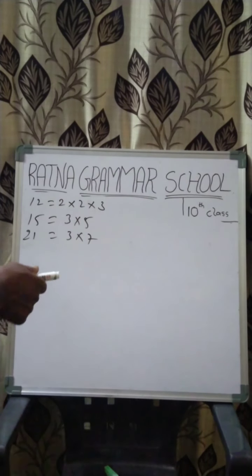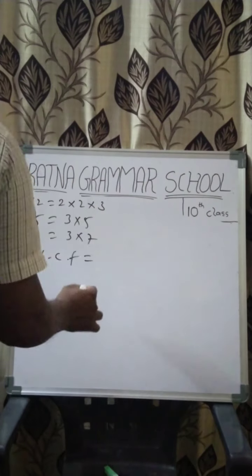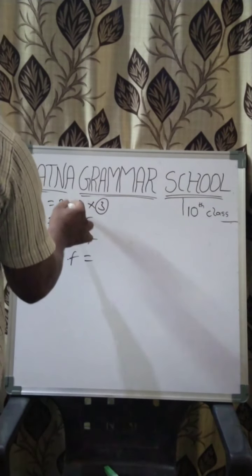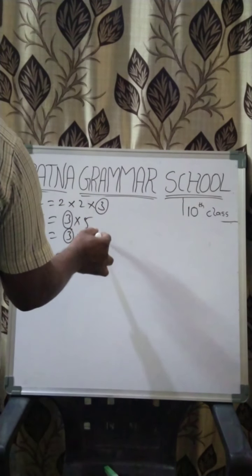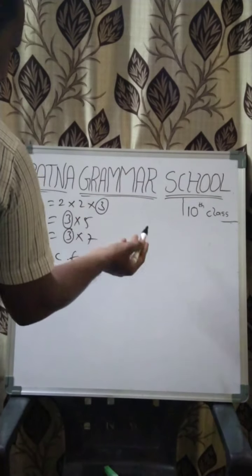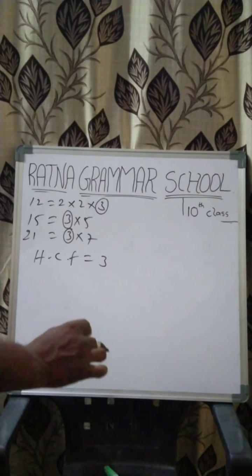Now first we find the HCF, highest common factor. What is the common number here? 3 is there, 3 is there. 2 is there, but there is no 2 in the others. If 7 is there, there is no 7 in the others. Only 3 is common. 3 is the HCF of the numbers.